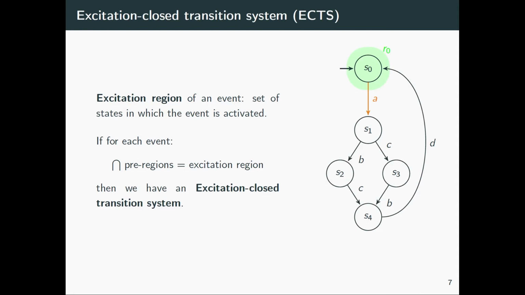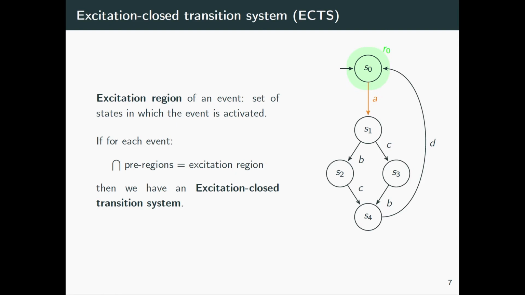Excitation closure property and excitation closed transition system are also very important definitions. Given the excitation set of an event, which corresponds to the set of states that activate the event, excitation closure means that there exists a set of regions whose intersection is equal to the excitation region.